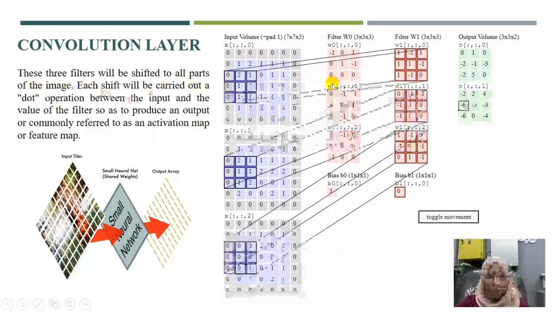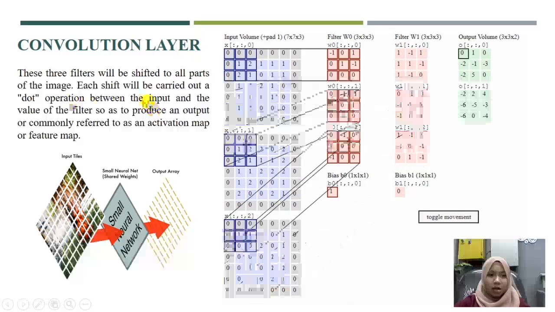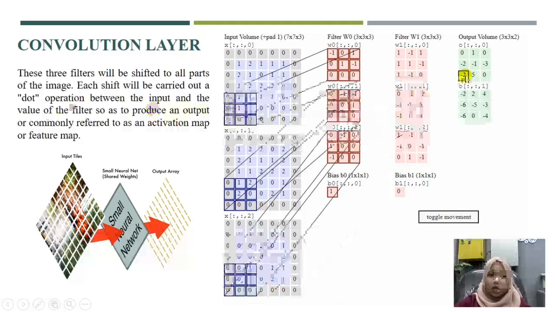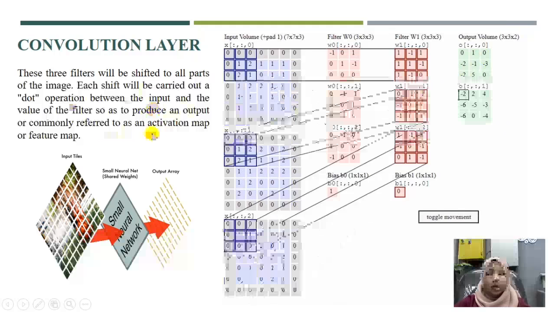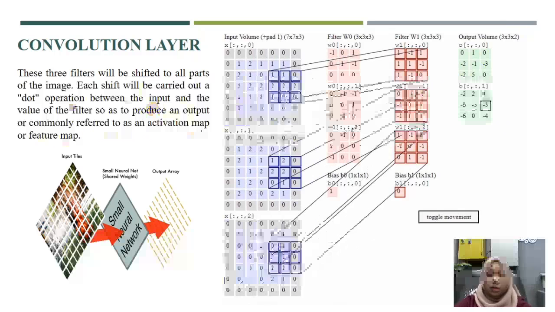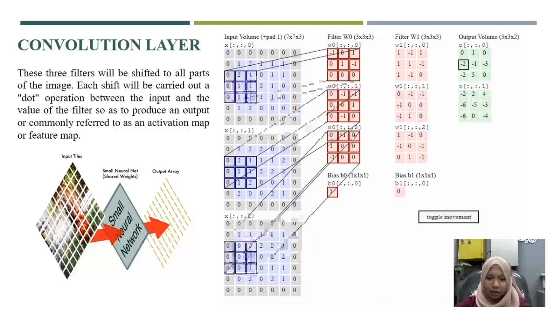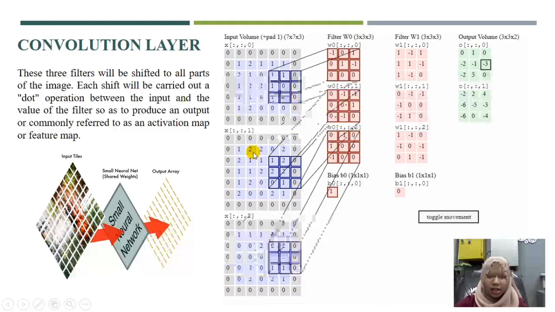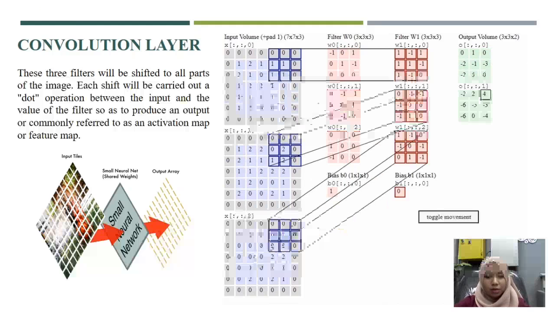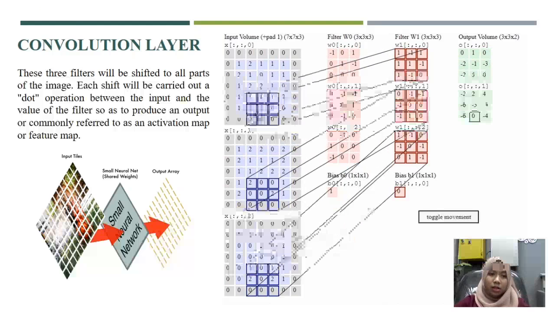This dot is a multiplication operation between the input and the value of the filter so as to produce an output, commonly referred to as an activation map or filter map. The filter map generated from the filter extraction is still in the form of a multidimensional array. So it must be flattened or reshaped into a vector so that it can be used as input for the fully connected layer.